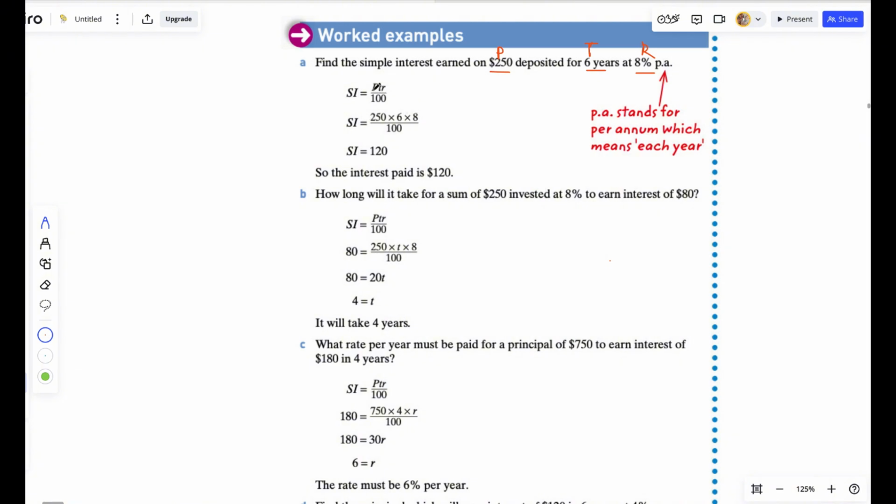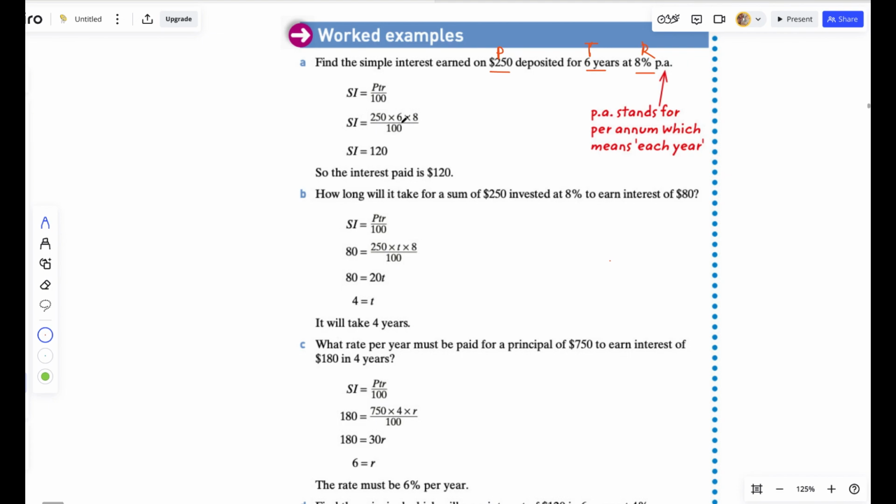So we simply say the SI, which is simple interest, equals the principal, which is 250, multiplied by the time, which is 6 years, multiplied by the rate, which is 8%. Here we write 8 over 100 because it's already over 100. So no need to change this one to decimal. You just say 8 over 100.